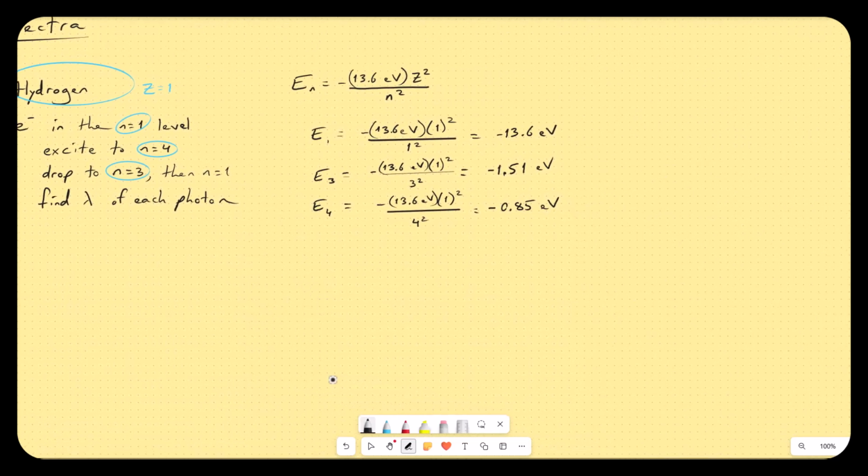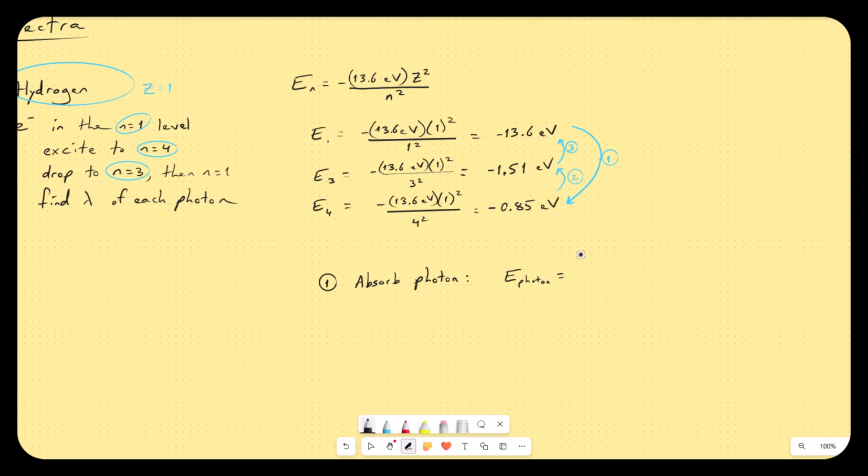I'm first jumping from n equals 1 to n equals 4. Then I'm going to jump from 4 to 3. And then from 3 back down to 1. So I've got 1, 2, 3. Process 1, I am absorbing a photon. And the photon that I'm absorbing is going to be the difference between those.